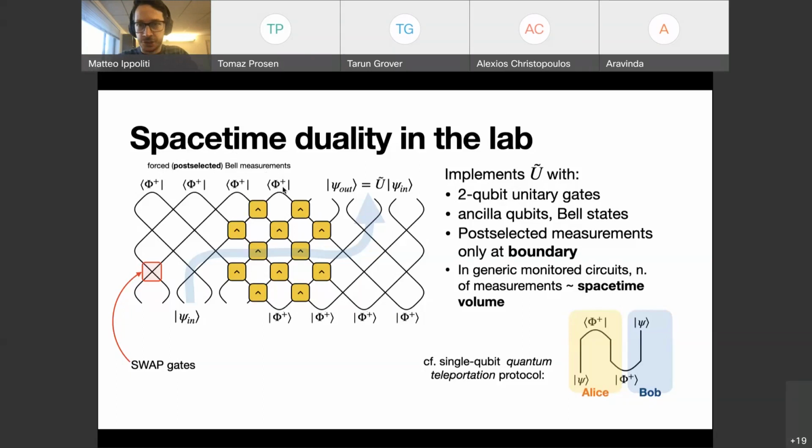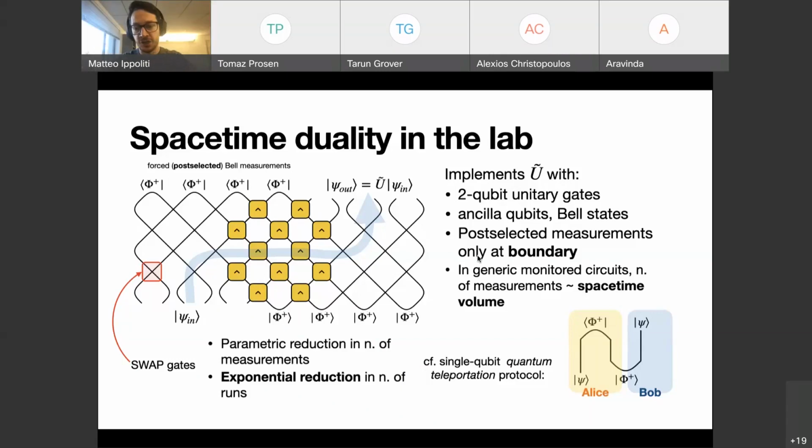But the advantage is that these measurements are only occurring at the boundary of the circuit and at the end of time. So this is advantageous because this is a number that scales with the boundary of our space-time circuit, L plus T, size plus depth, as opposed to the more generic case of these monitored circuits in which there's a density of measurements across spacetime, and so the actual number of measurements scales with the product of L times T, okay? So this is a parametric reduction in the number of measurements, which results in an exponential reduction in the number of runs that one has to do to obtain a certain number of samples from this circuit.